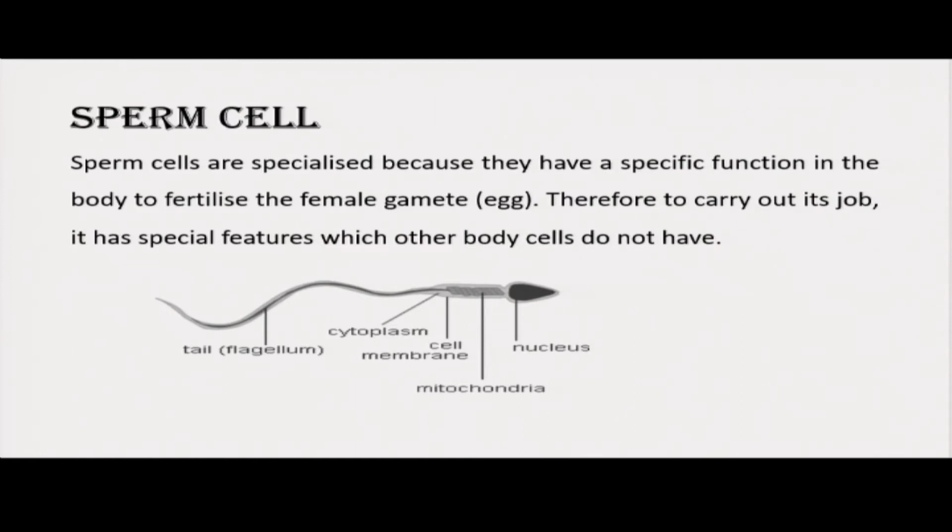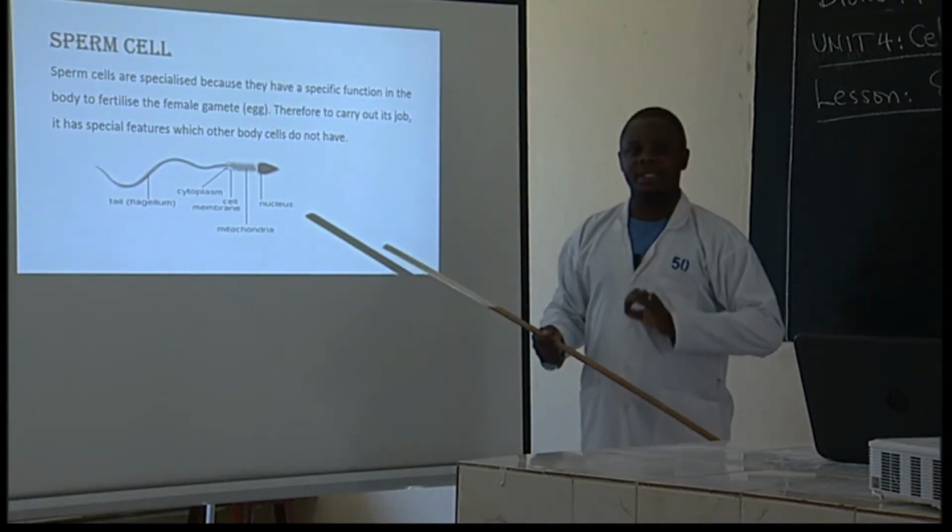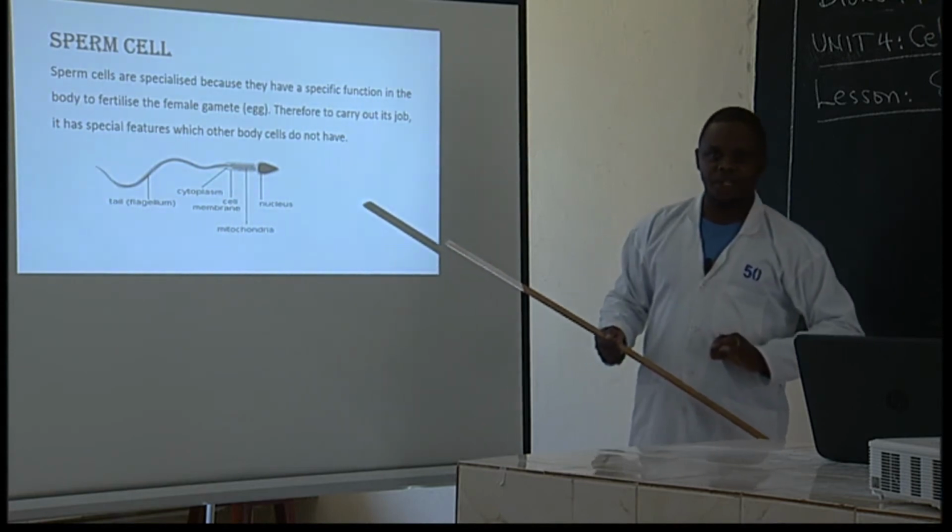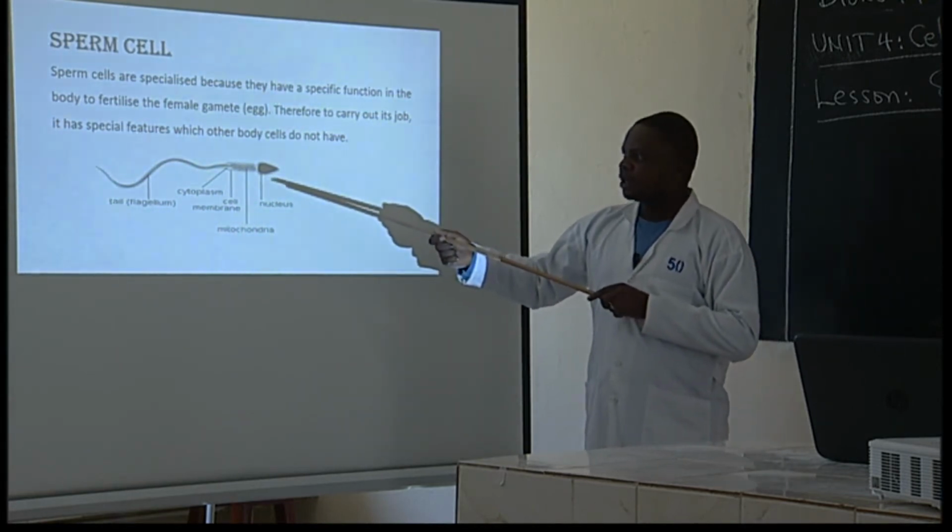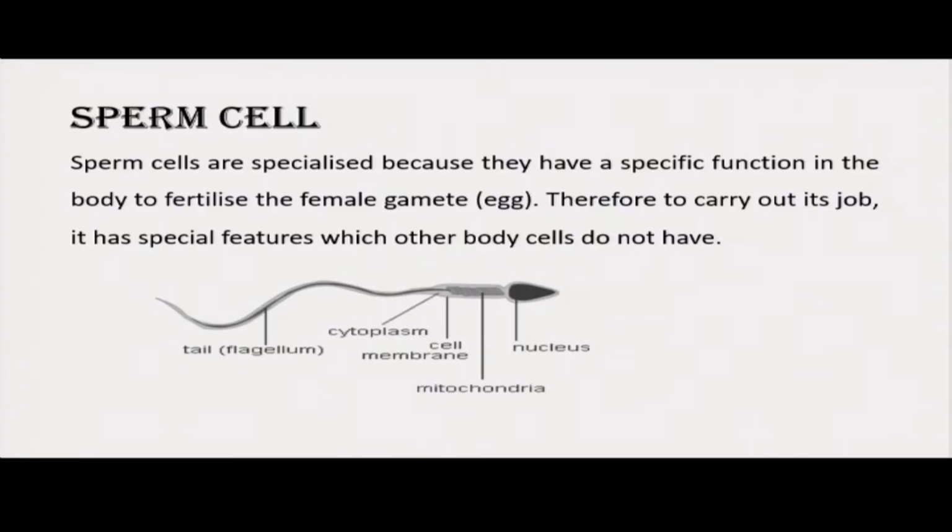Another cell we find in our body, which is a specialized cell because it performs a particular function, is the sperm cell. Sperm cells are specialized cells in our body because they are responsible for reproduction. How are they adapted for that? They have a nucleus, and this nucleus has 23 chromosomes only, yet other body cells have 46 chromosomes.